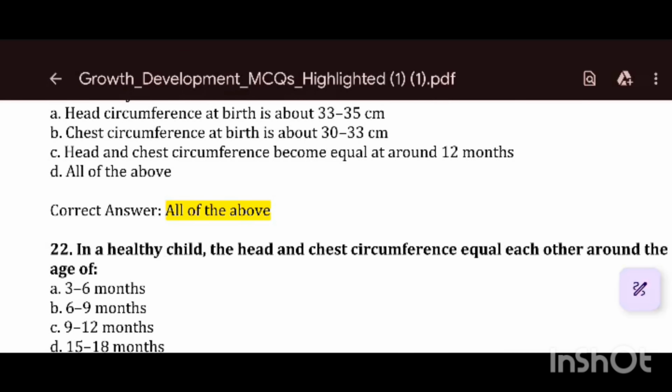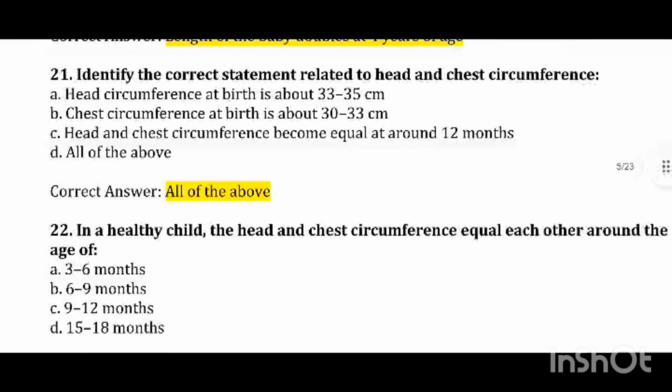So next come to question number 22. In a healthy child, the head and chest circumference is equal to each other around the age of what? The options are 3 to 6 months, 6 to 9 months, 9 to 12 months and 15 to 18 months. So for this question the correct answer is option C, that is 9 to 12 months.